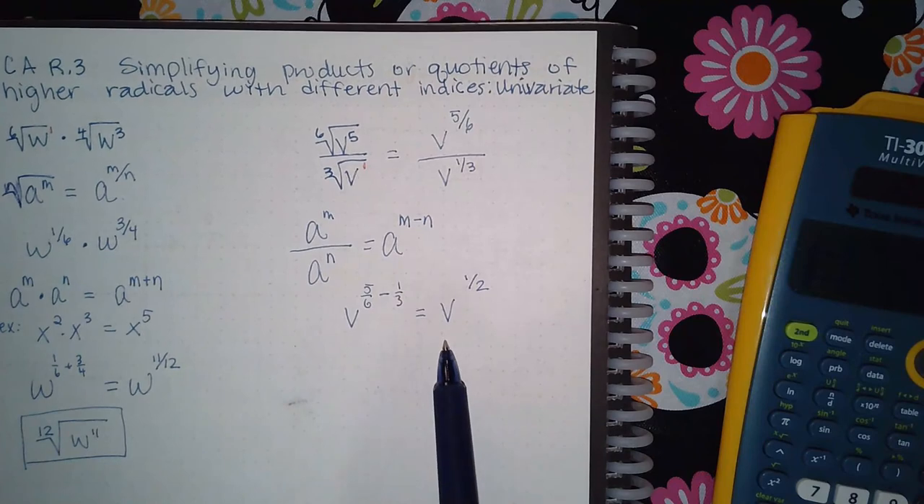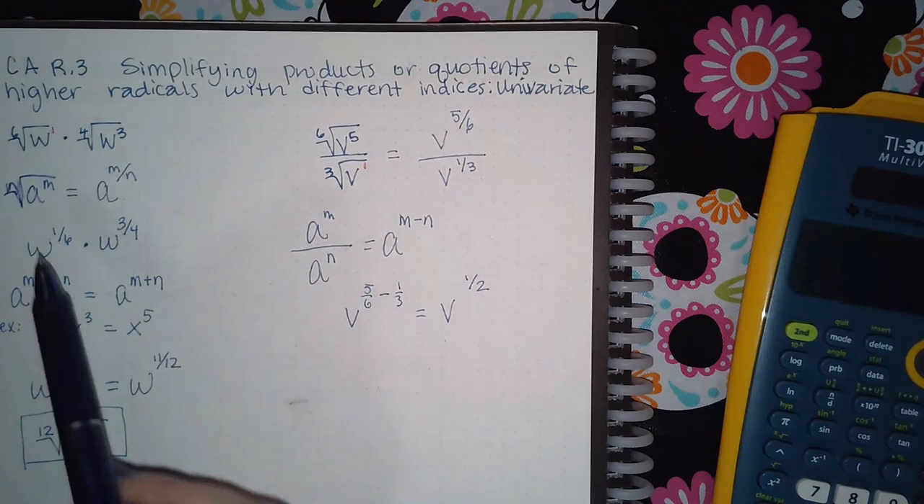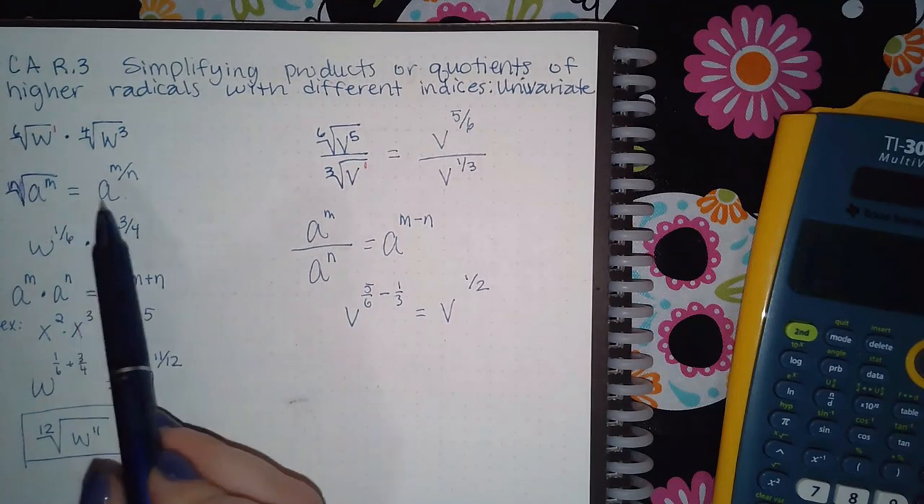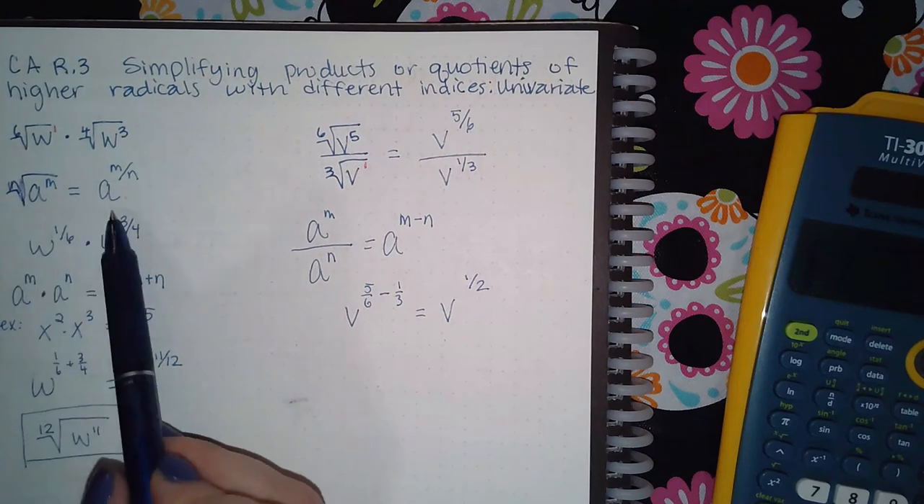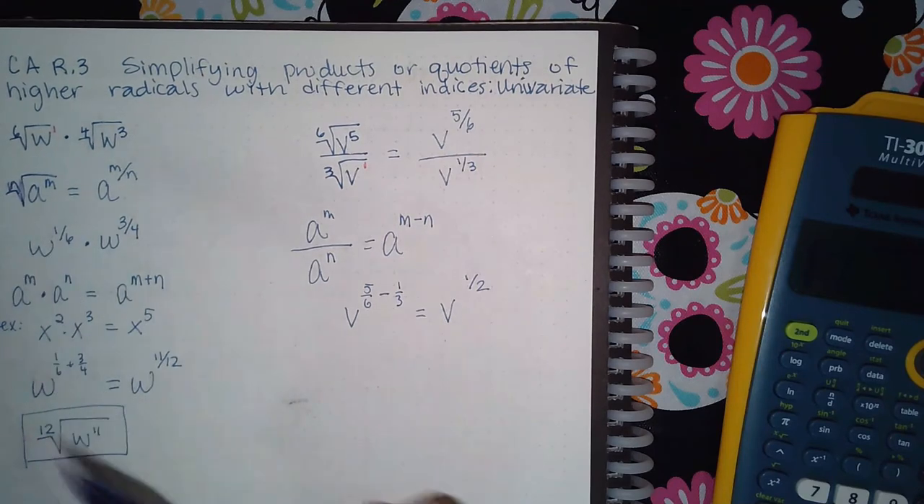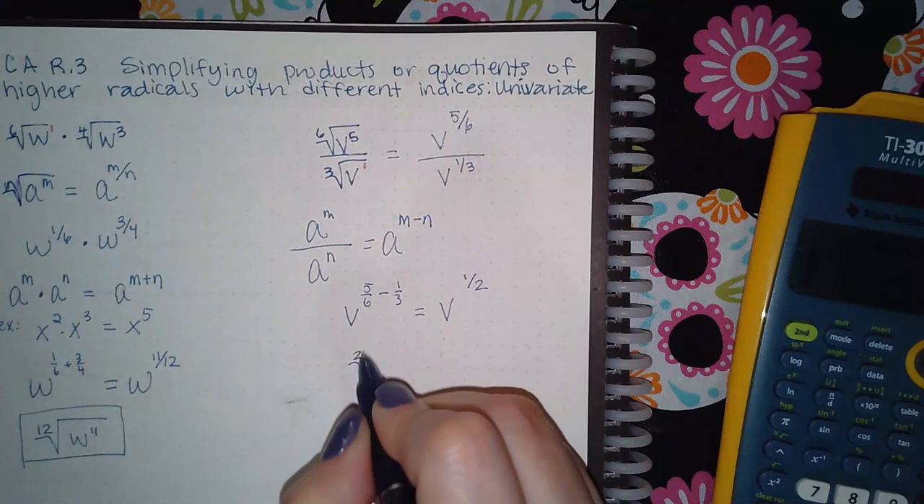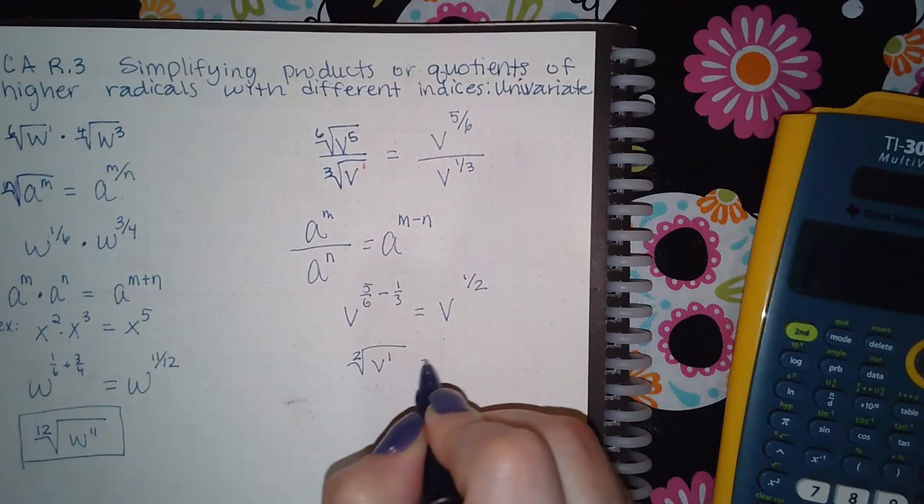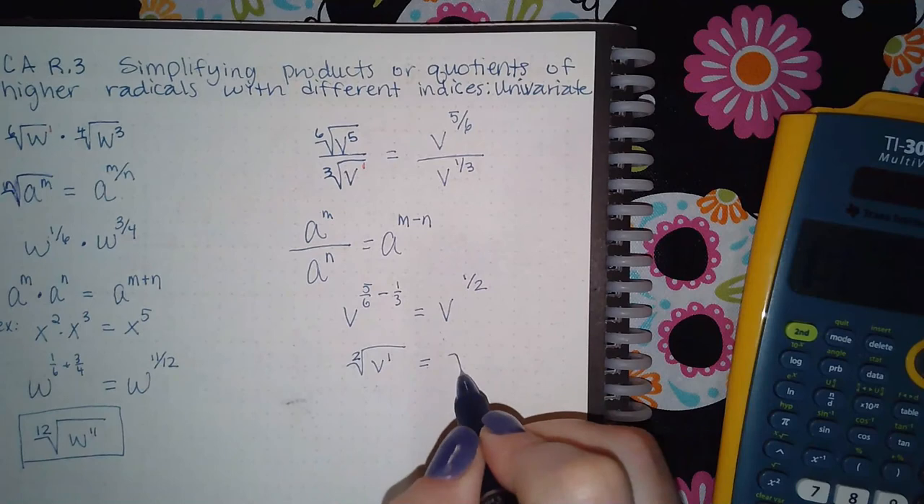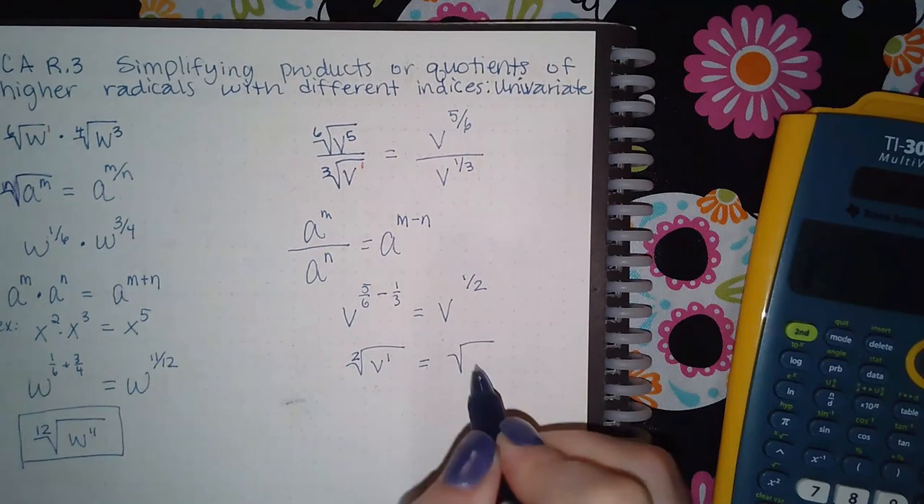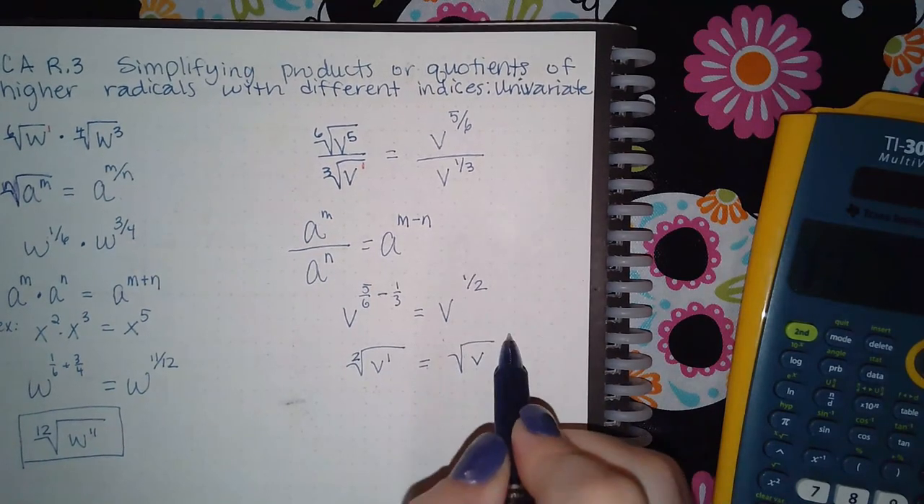And then the final thing to do is, since they gave you the problem in radicals, you want to change this back to the radical form. So now you're going to use this rule again, but going in this direction. So I have it in exponent form, I want it in radical form. So this is going to be the square root of v to the first power. When it's square root, you don't have to write the 2. And when it's 1, you don't have to write the 1. So it's just the square root of v.